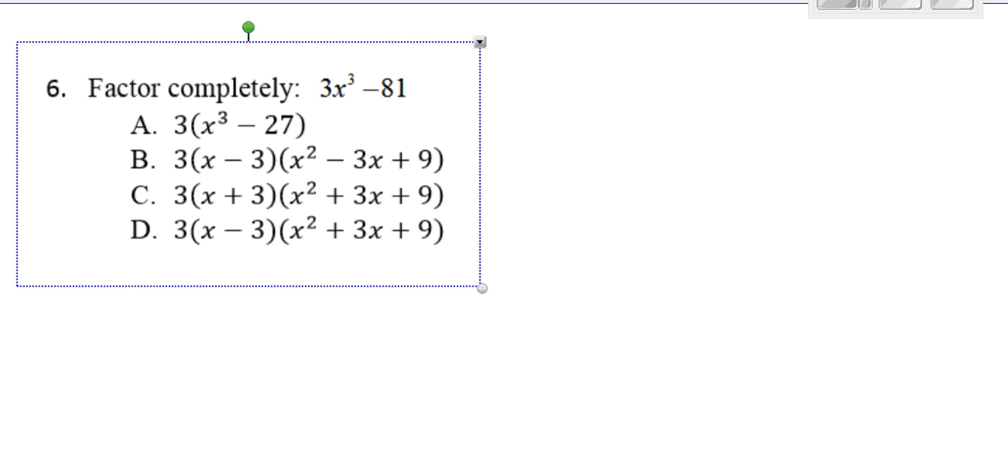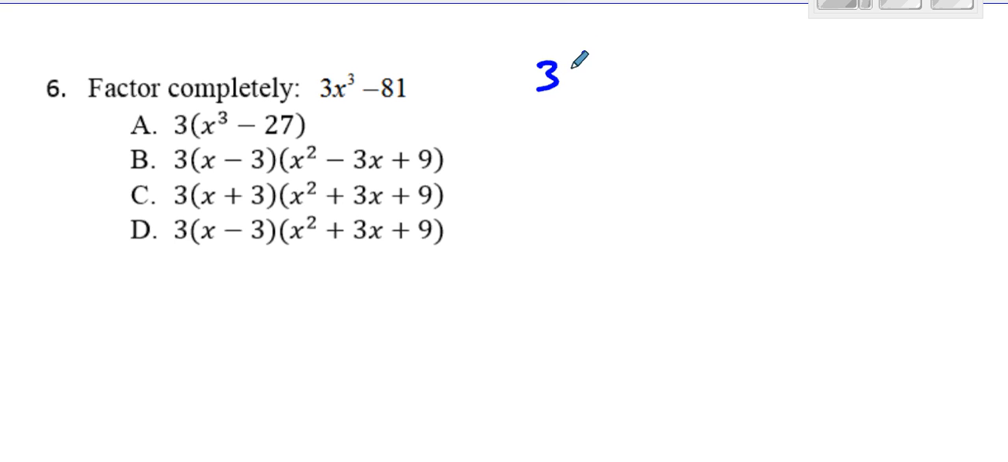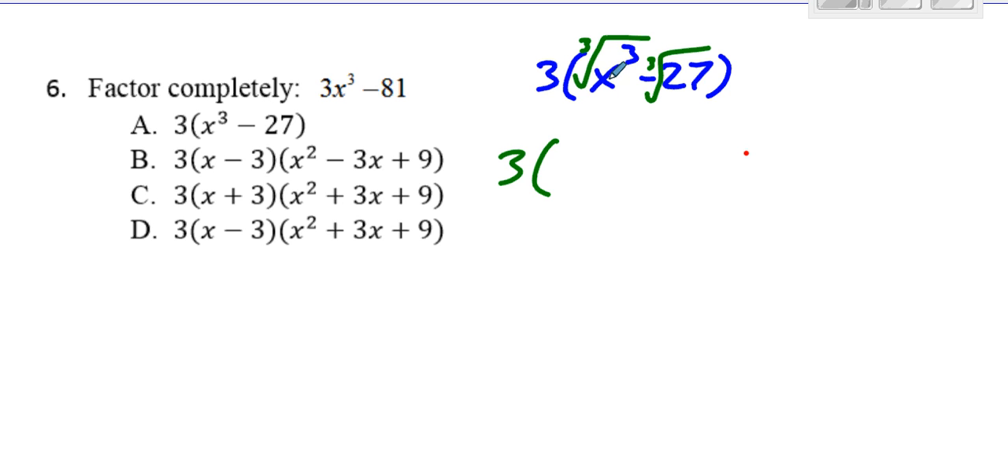So factor completely. Start by looking at a GCF. There's a 3 that you can factor out. 81 divided by 3 is 27. Now we've got perfect cubes. So we're going to use the difference of cubes formula, which starts with us taking the cube root. So the cube root of x cubed is x. The cube root of 27 is 3.